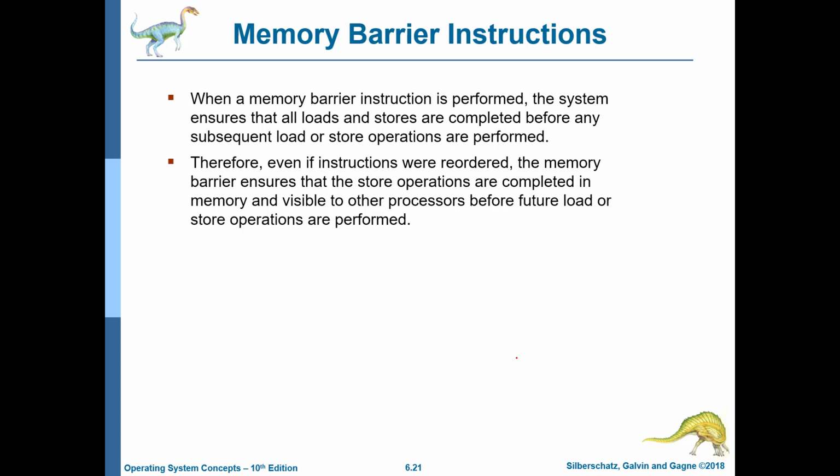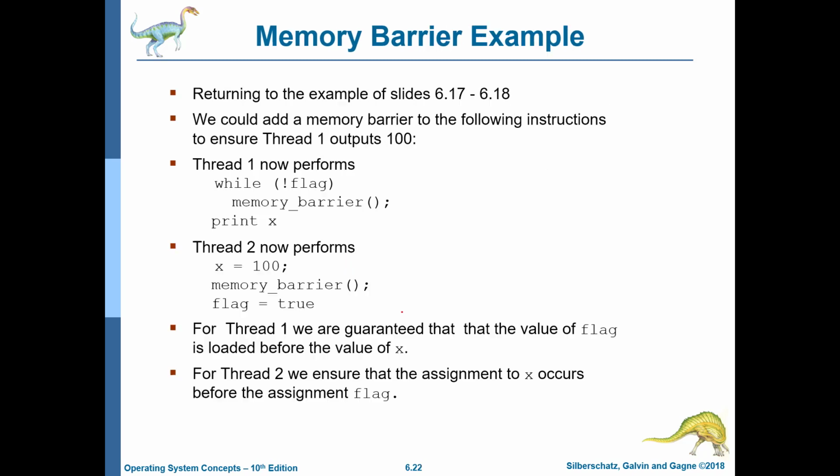Alright, so this is just a repetition of what we discussed in the previous slide: prior to a barrier, all instructions are visible to everybody else, so all the instructions need to fully complete before any instruction after the barrier is started. Example of a memory barrier in our case with the flag and X. So while not flag, we set a memory barrier and then we print the value of X, and similarly the other thread, between the two accesses, introduces a memory barrier call.